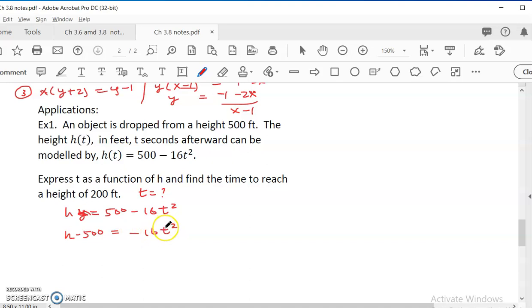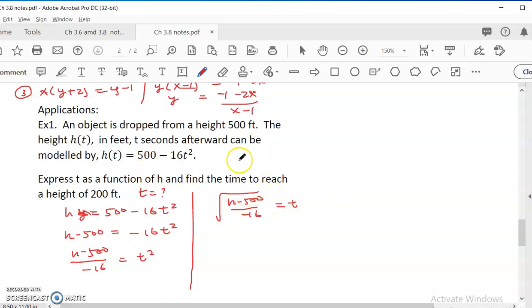So to solve for t, I eventually need to do square root. So I need to divide by negative 16 here, so it will be t squared. Now we're ready to do square root. So the square root of h minus 500 over negative 16 is time. Okay, it's the positive. And of course, because you're dropping from 500, your h would always be greater than 0, but less than 500. So this is less than 500 and also cannot be 0.